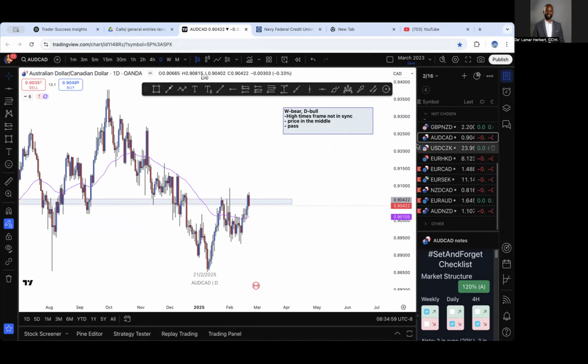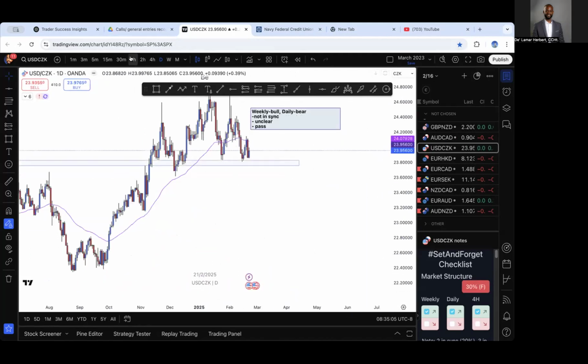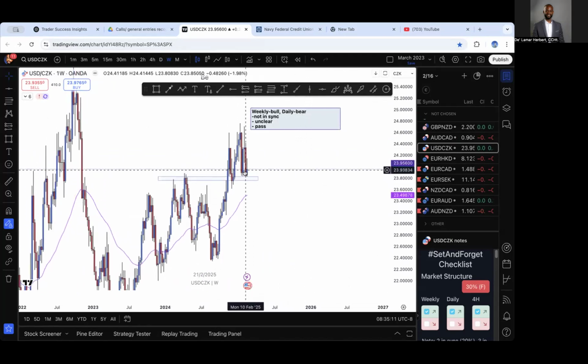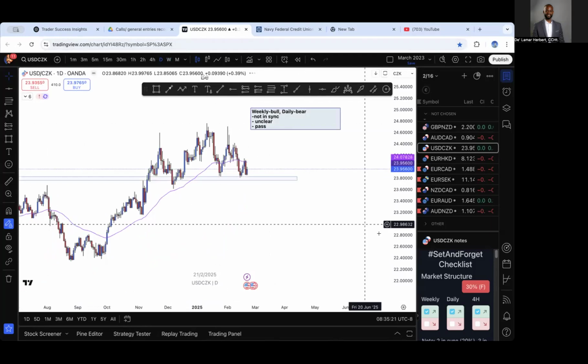And just to go back with USD CZK, oh, I can't say that. Price does look like it sort of is close to the area of interest. That's what price looks like it's doing, but it's just not in sync, right? Because we want to see those two time frames in sync.